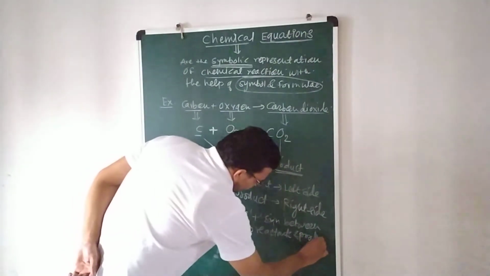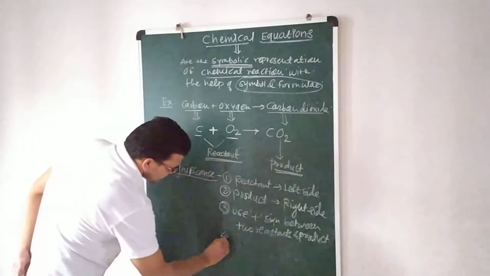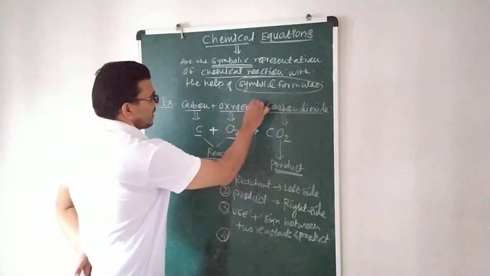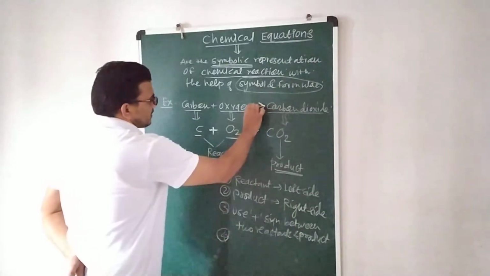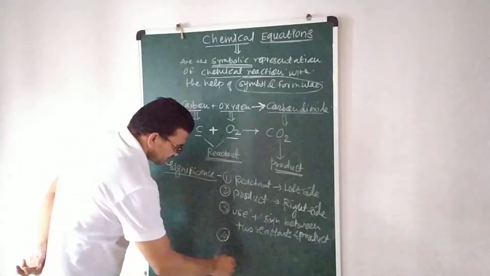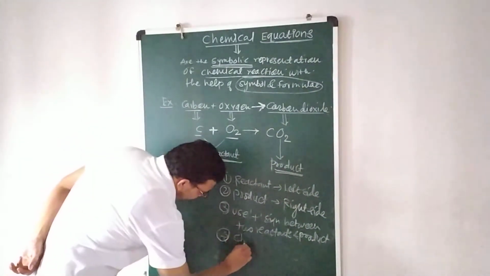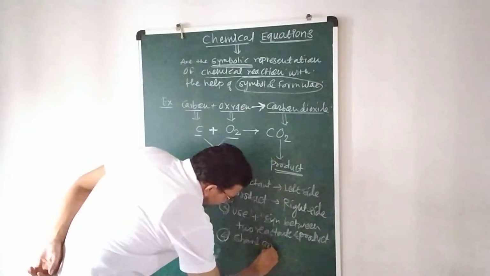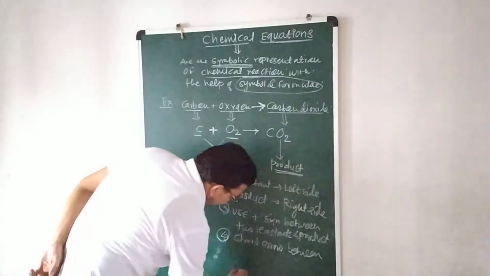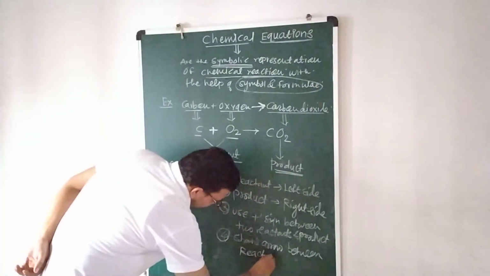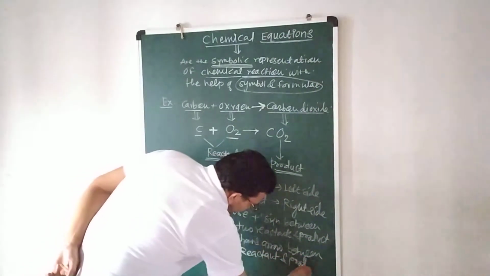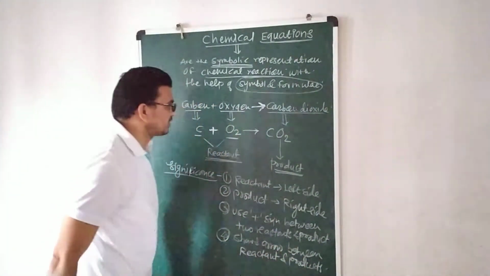Very important. And finally, another significance is there. Show the arrow between the reactants and product. Reactants and product, we have to show the arrow towards the product side. So show the arrow between reactants and product. These are some important points you are going to understand from this.